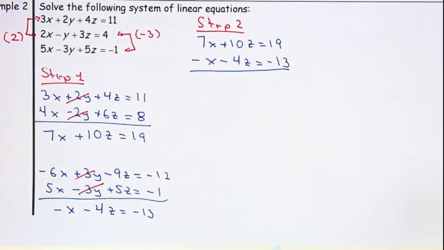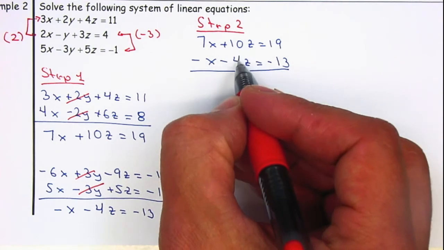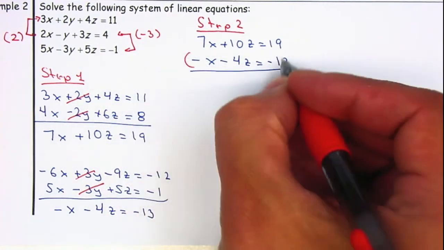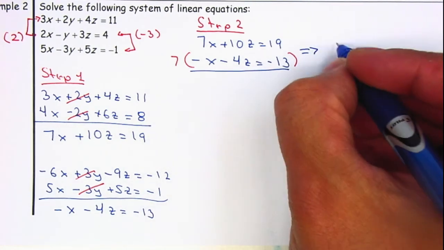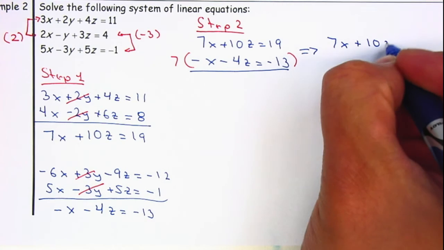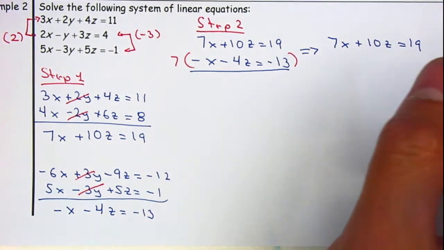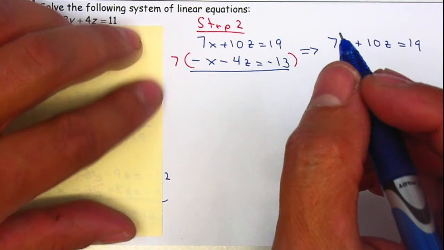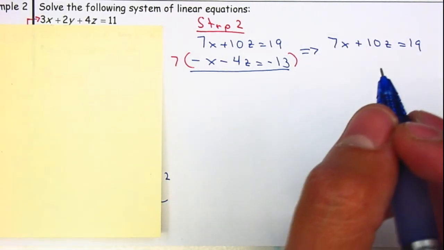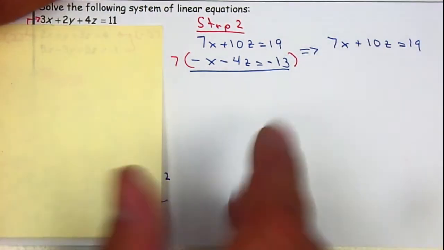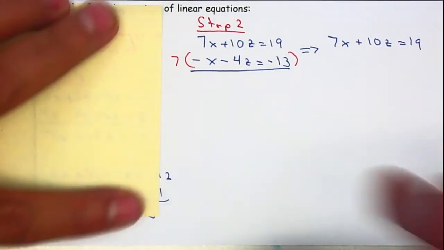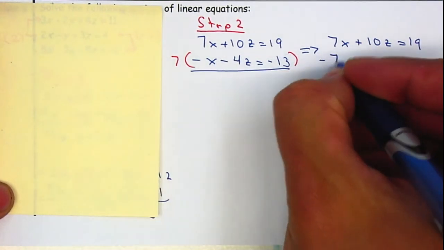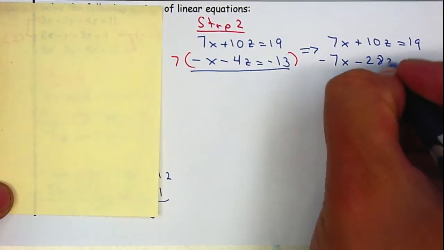I want to cancel the x's or the z's. I can make this one both at 20, or I can just multiply this one by 7, and that will cancel the x's. The top equation will stay the same. Remember, this is just like the problem in the previous section. If you cover this up, it's just a simple problem.